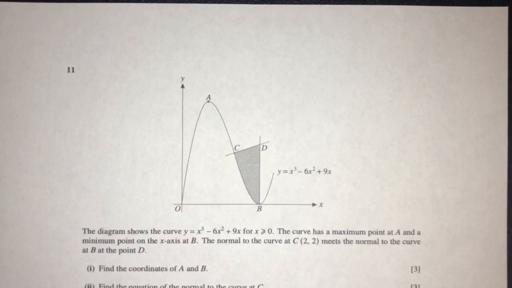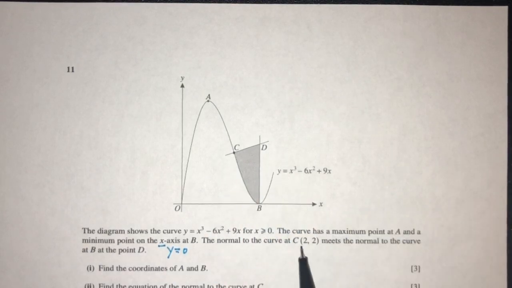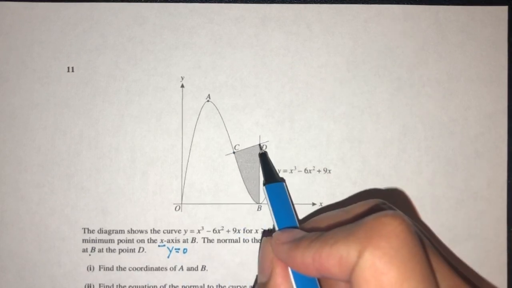The diagram shows the curve y equal to x cubed minus 6x squared plus 9x, given for x more than 0. The curve has a maximum point at A and a minimum point at B, which is on the x-axis. Now we know on the x-axis the value of y should be 0. The normal to the curve at C, the point with x equal to 2, meets the curve again at the point D right here.